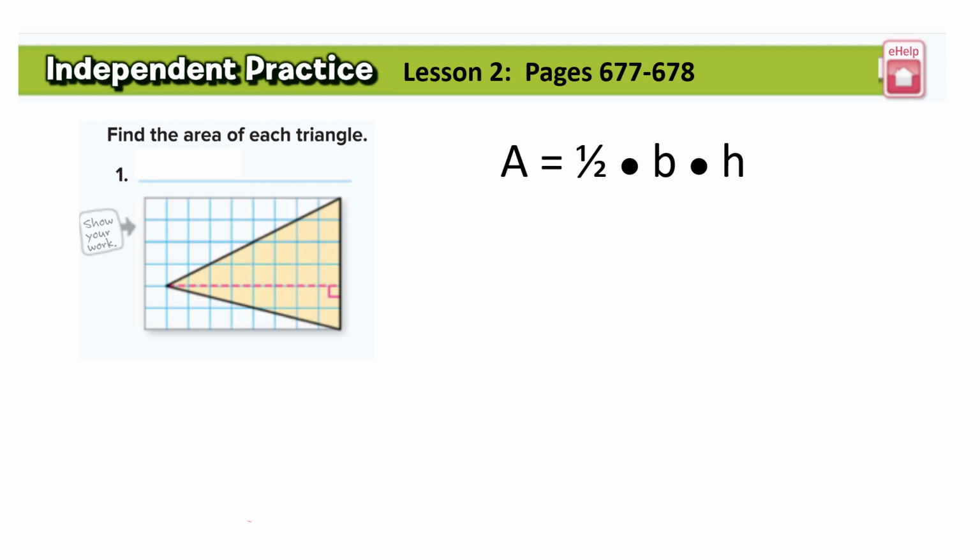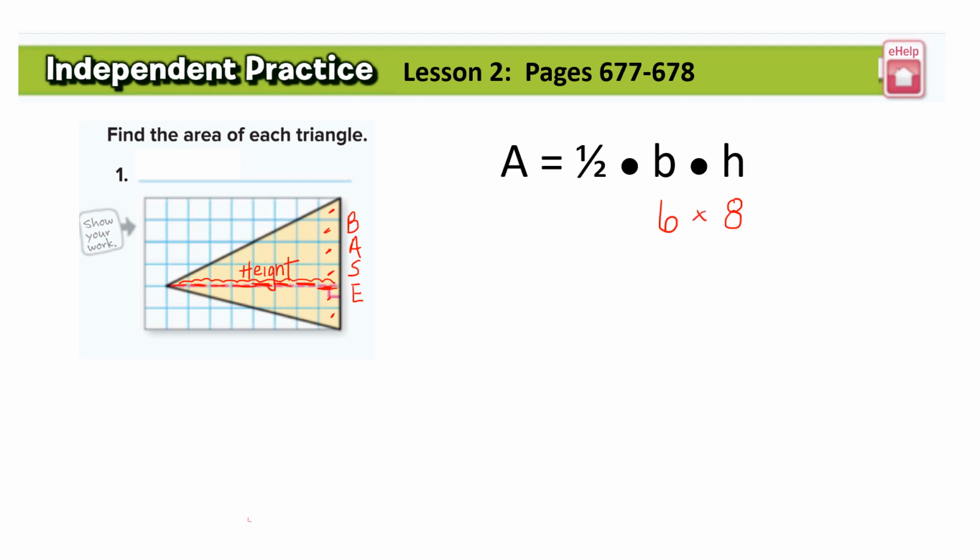So in our example, they've identified the base and the height for us. This is the base. And they've drawn a perpendicular line here. So that's going to be the height. So we can count the base. The base is 1, 2, 3, 4, 5, 6 units. So I'm going to write a 6 for base. And the height is 1, 2, 3, 4, 5, 6, 7, 8. So I'm going to write an 8 there.